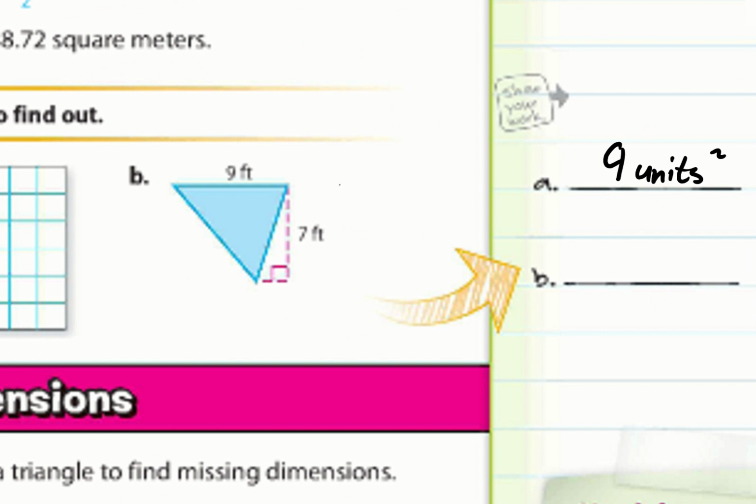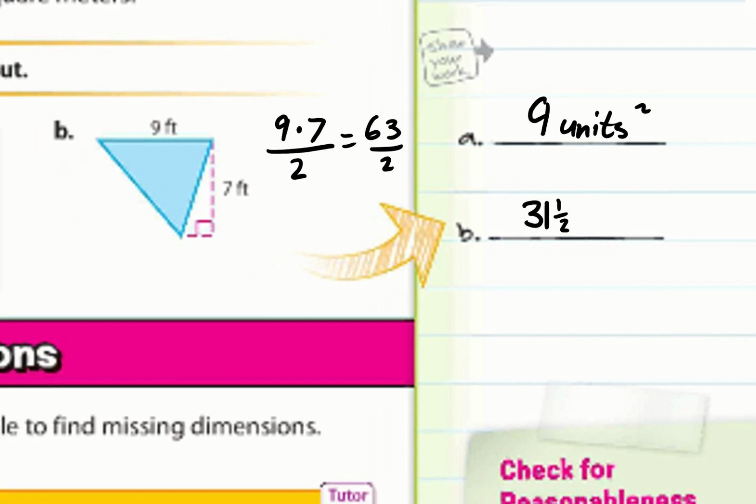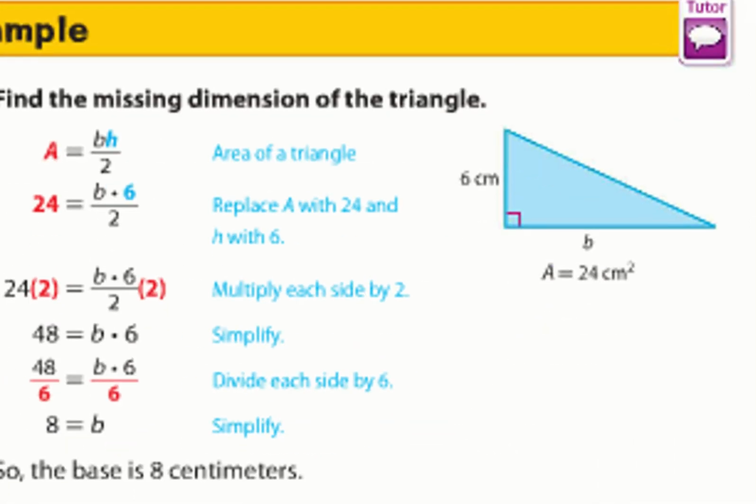Okay, for B, I have 9 as my base times 7 divided by 2. Now, I cannot simplify my 2 with anything, so this becomes 63 over 2. So 63 over 2, that's going to become 31 and 1/2. And this is a mixed number. If you are not familiar with mixed numbers, or if you need a review, go ahead and search a video on how to find a mixed number.